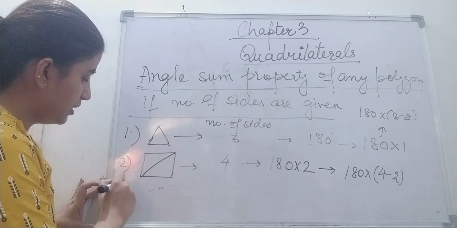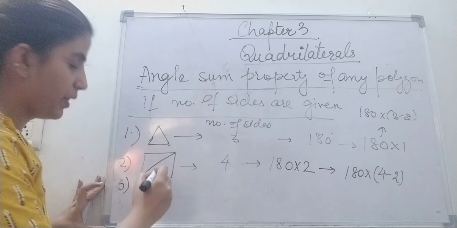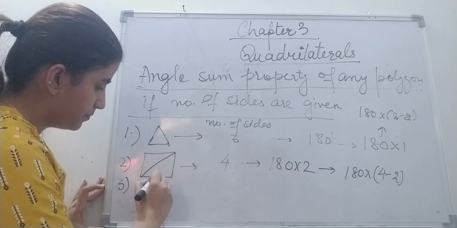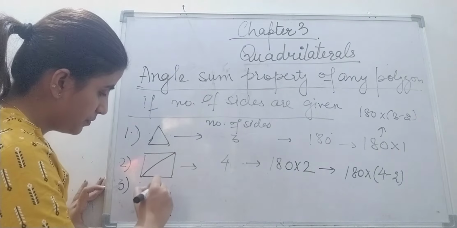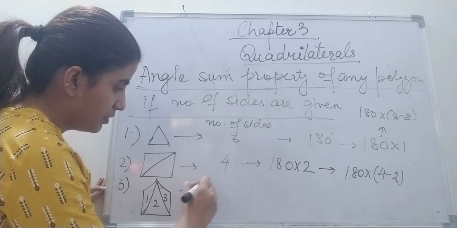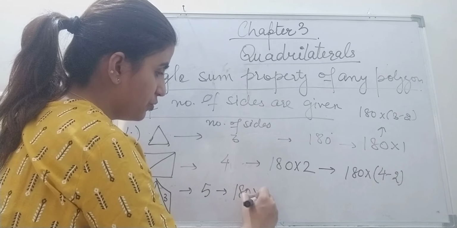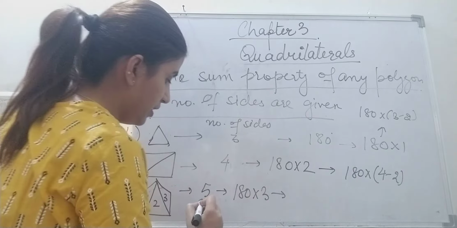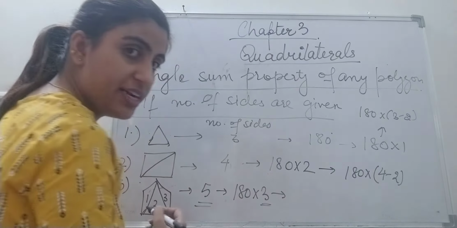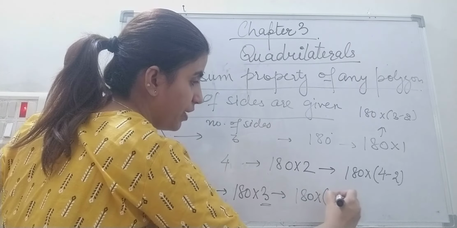If I take the third one, your pentagon, it will be divided into 3 triangles: 1, 2, 3. Number of sides 5. So it will be 180 into 3. That can be written in terms of number of sides, 180 into 5 minus 2.